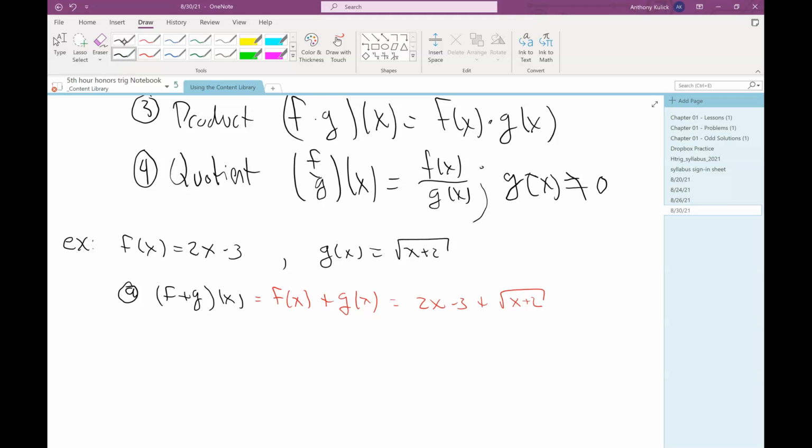So no, right? There's no like terms to combine at this point. You can't put stuff that's outside a radical inside of a radical. We're done, right? Everybody's good?